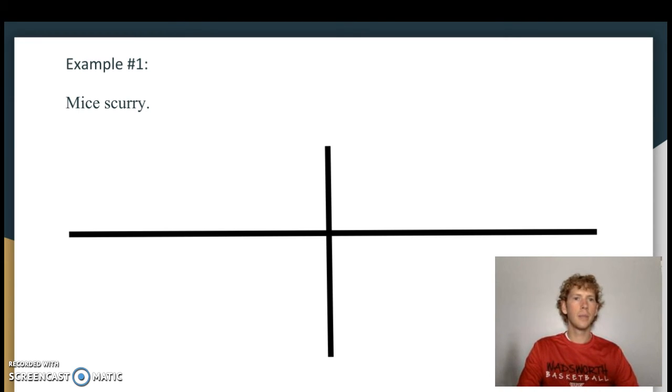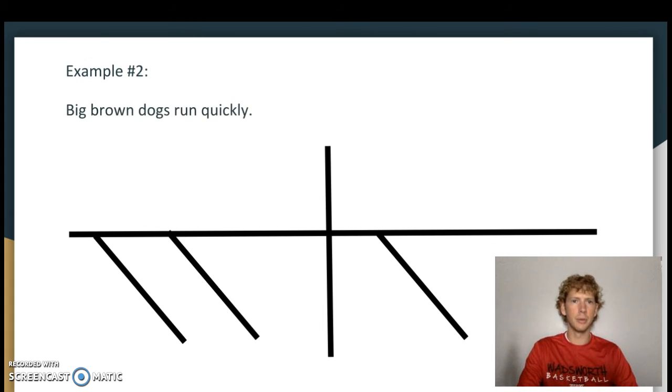So in this diagram, we have the sentence, mice scurry. Obviously, you can see that scurry is the verb, mice is the subject and the simple subject as well. So mice will go on the left-hand side of our diagram. Scurry will go on the right-hand side of our diagram. So mice is a noun, scurry is a verb. That is the entire sentence, mice scurry. So let's move on to a little more complex example.